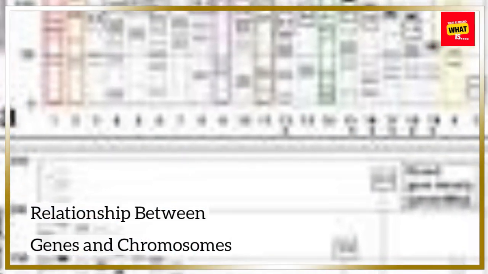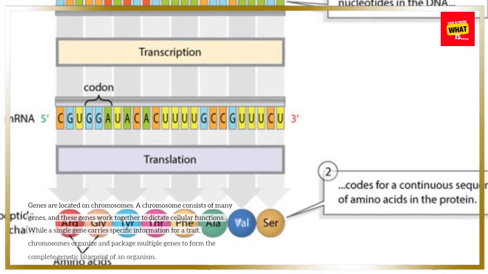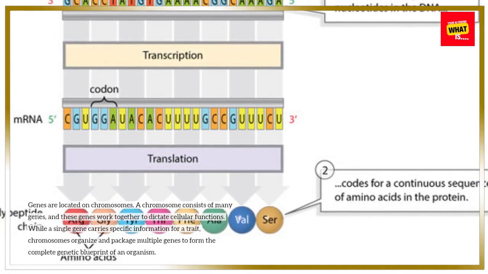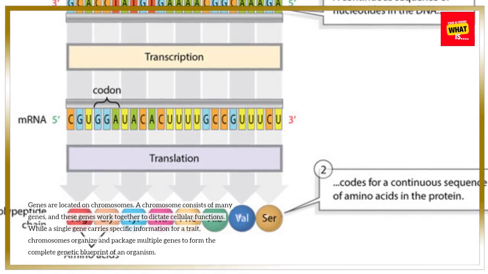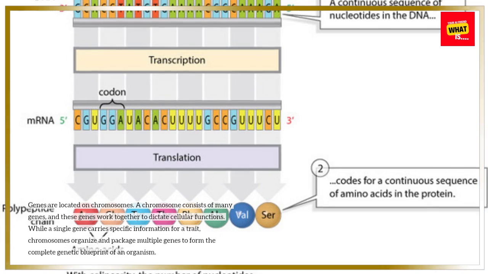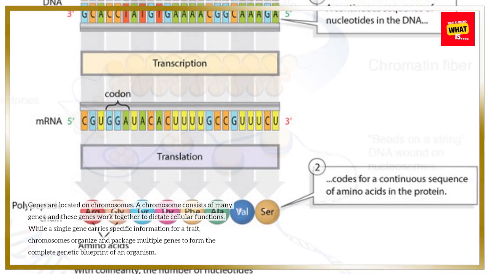Relationship between genes and chromosomes. Genes are located on chromosomes. A chromosome consists of many genes, and these genes work together to dictate cellular functions. While a single gene carries specific information for a trait, chromosomes organize and package multiple genes to form the complete genetic blueprint of an organism.